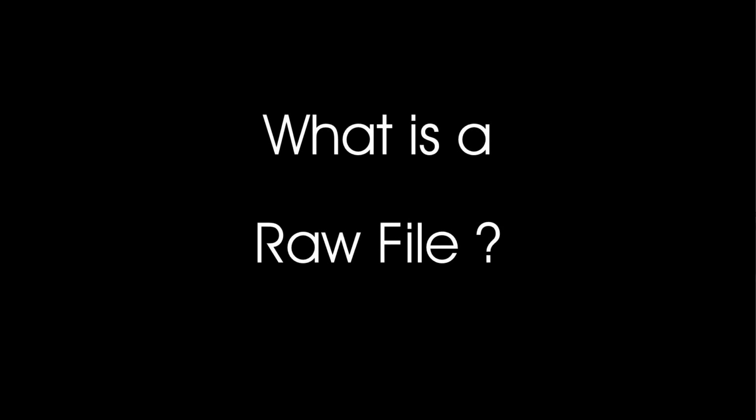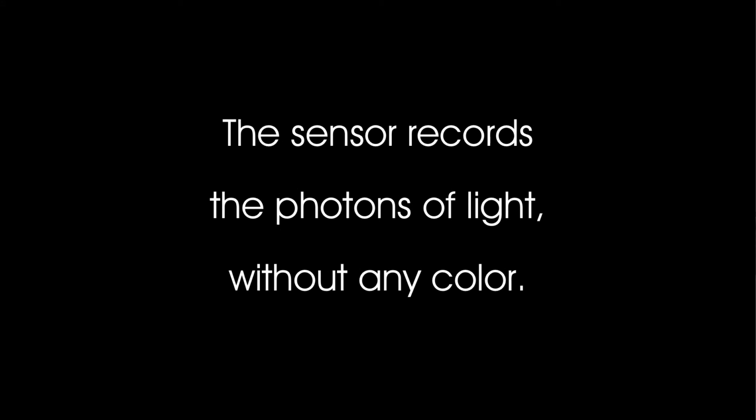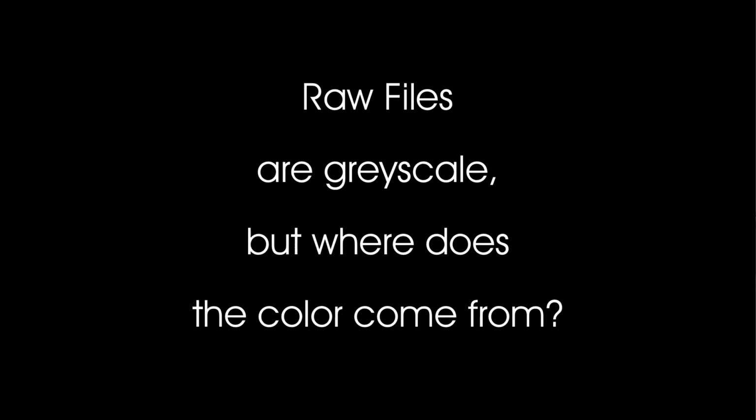What is a digital RAW file? A digital RAW file is the raw data captured by your camera's sensor. The camera's sensor records the photons of light via the lens. All that sensors do is count photons without any color information. RAW files are actually grayscale, but wait a minute, where does the color come from?